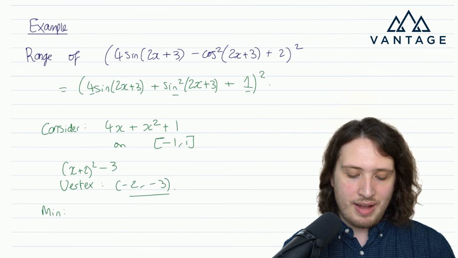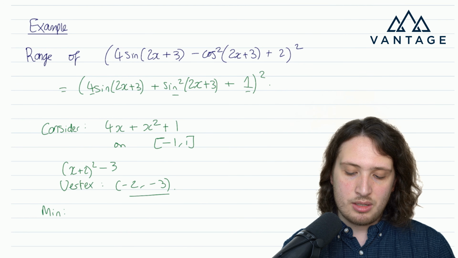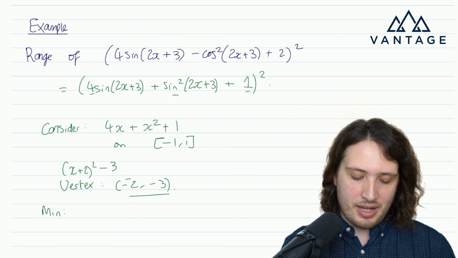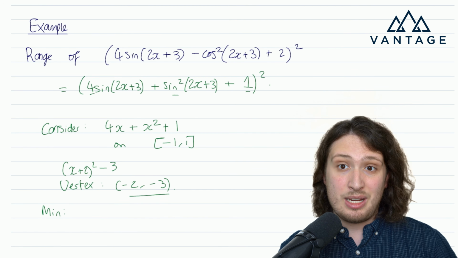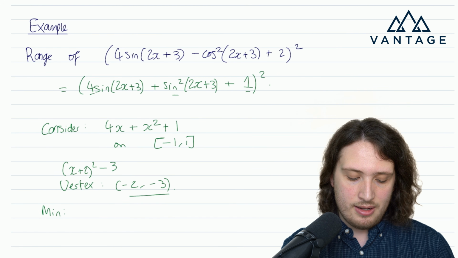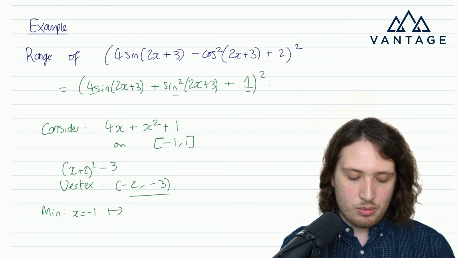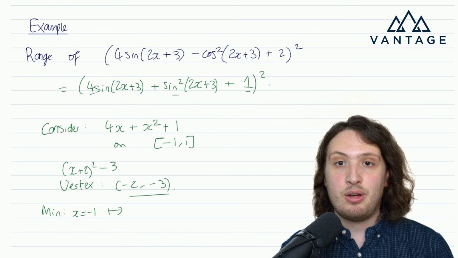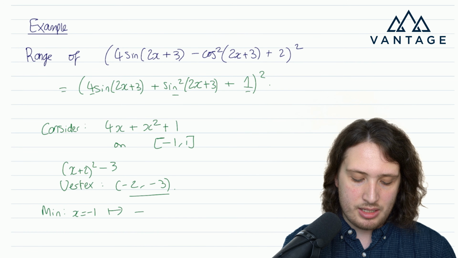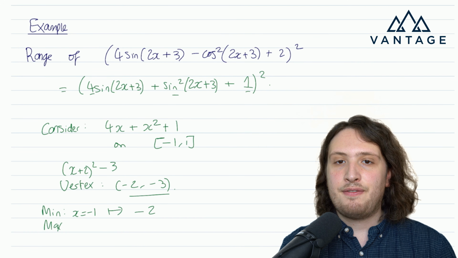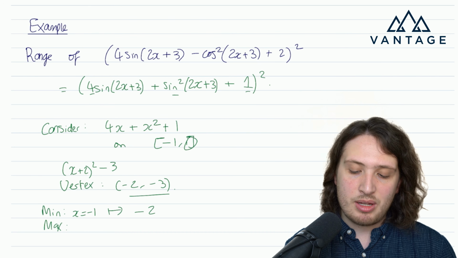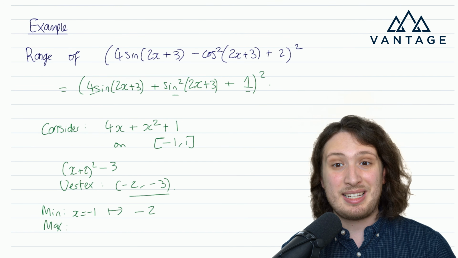So my smallest value is going to be at minus 1, because on the range minus 1 to 1, the closest I can get to the vertex at x equals minus 2 is going to be at minus 1. So the minimum is going to be at x equals minus 1. And at x equals minus 1, I can see from this form, I clearly output 1 squared minus 3, which is minus 2. And the furthest I can get from the vertex is going to be all the way at the other end of the interval, x equals 1.